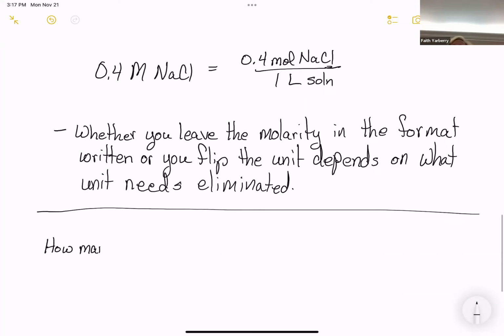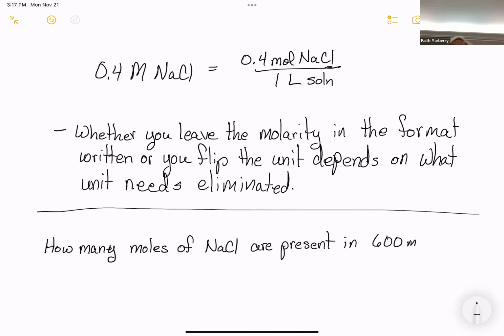How many moles of NaCl are present in 600 milliliters of a 1.55 molar NaCl solution?